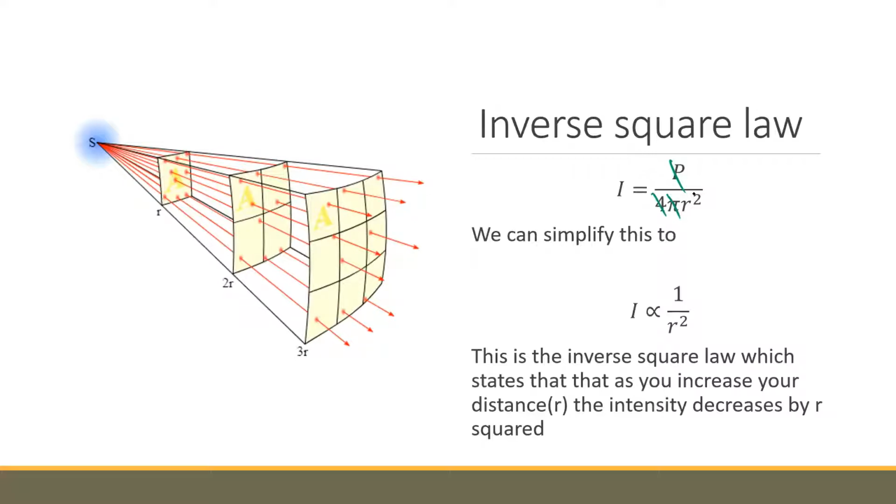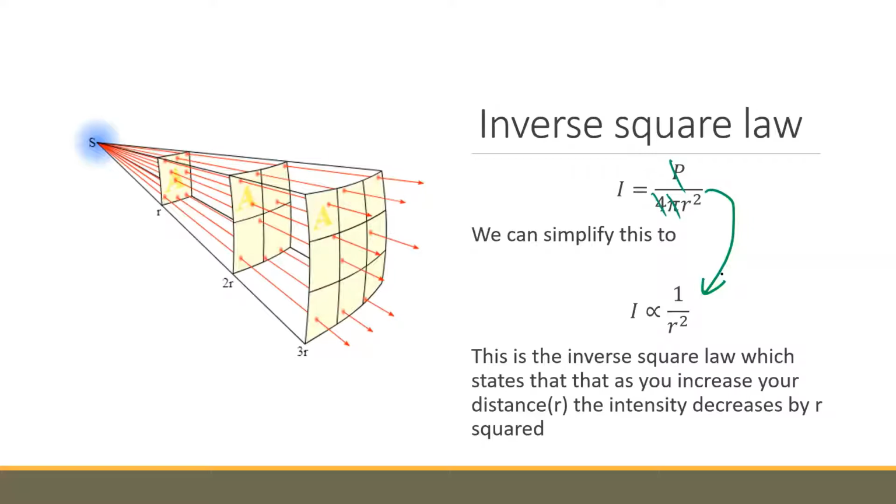So you can simplify the formula at the top into this formula here. I is, and I'm not sure if you're familiar with that symbol, it's called proportional to. I, the intensity, is proportional to 1 on R squared. This is called the inverse square law, which states that as you increase the distance, R, the intensity decreases by R squared.